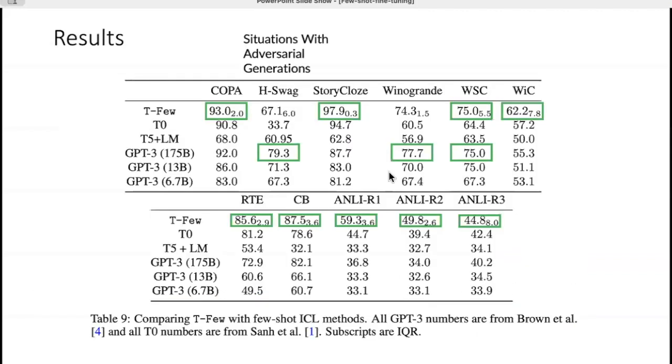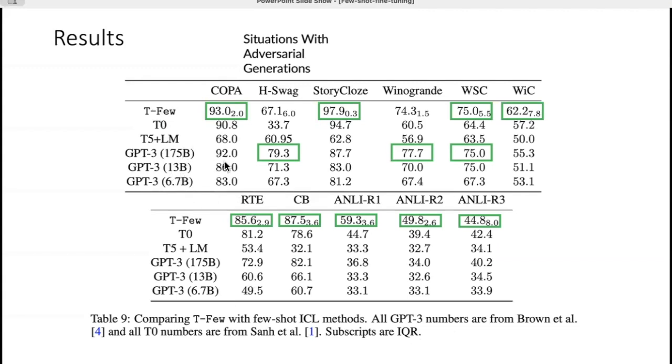So this is the result. These are all the datasets from the tasks I previously mentioned. And then they compare T-Few. T-Few is this paper. T0 is the pre-trained model, so these are the original models without the few examples. T5 is even the prior version of T0, and then there are different versions of GPT-3 with varying sizes.